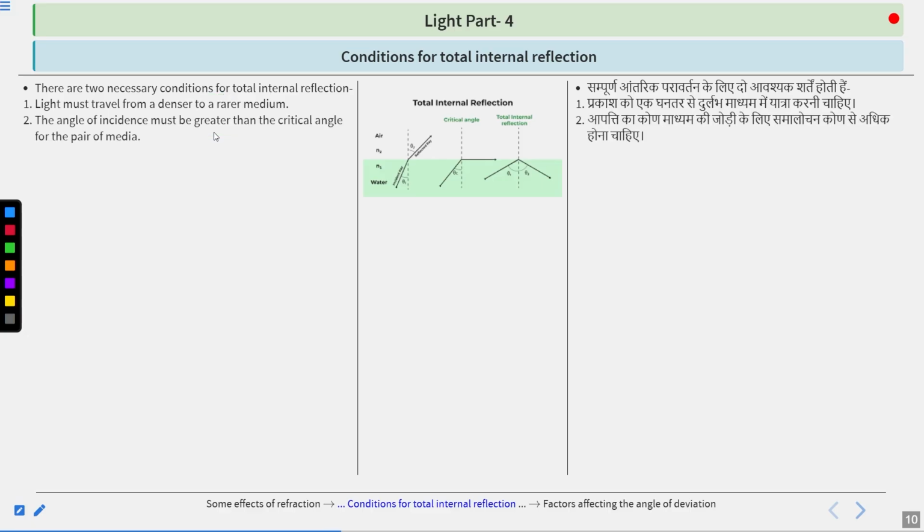The angle of incidence must be greater than the critical angle for the pair of media. So if the angle of incidence is equal to or lower than the critical angle for the pair of media, total internal reflection is not possible. It is only possible when the angle of incidence is greater than the critical angle for the pair of media.